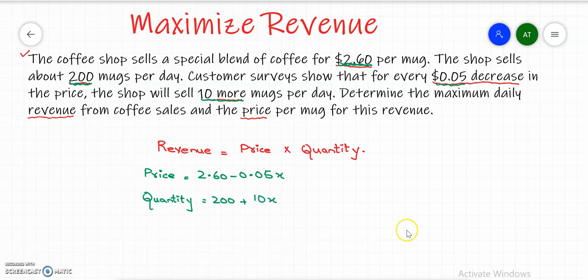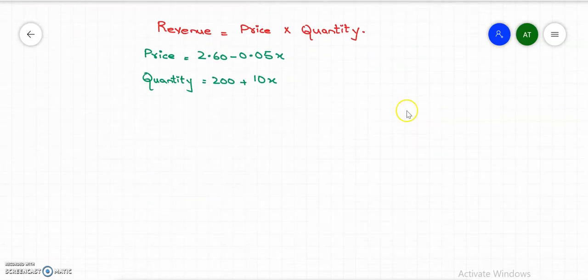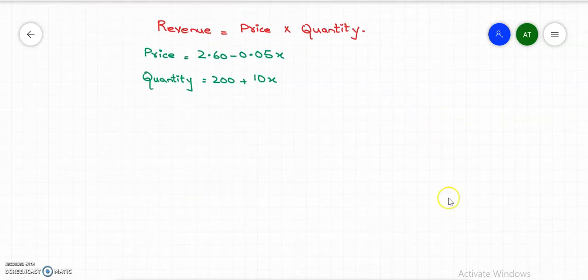Now let's substitute the price and the quantity into the revenue formula and simplify it. I'm going to replace the revenue with R, so R equals the price, which is 2.60 minus 0.05x, times the quantity, that is 200 plus 10x.